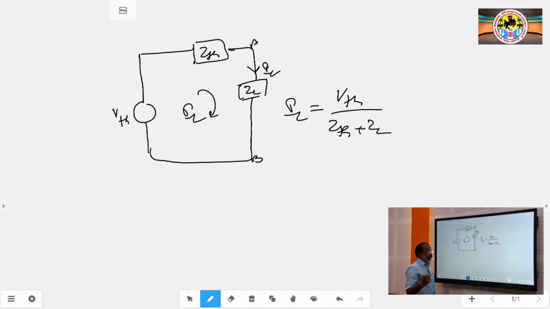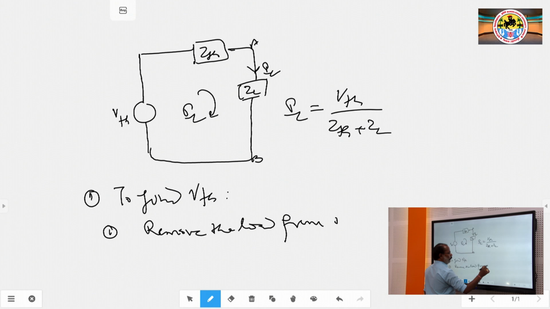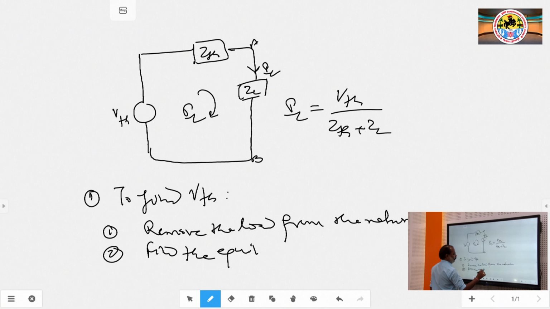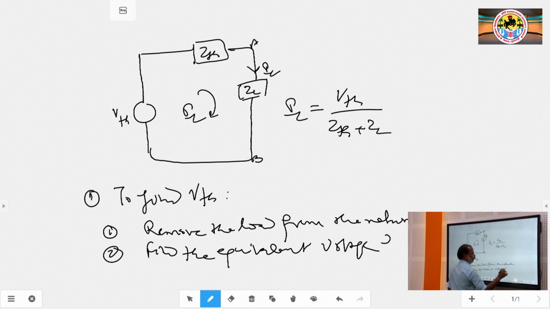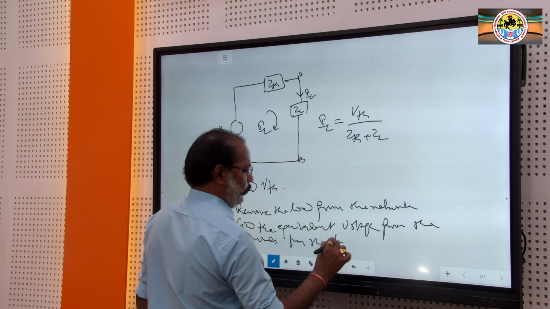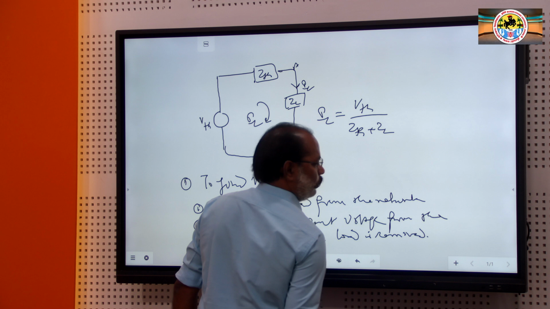So, there are two basic steps to find VTH. First one is remove the load from the network. Second one is find the equivalent voltage from the terminals from which the load is removed.